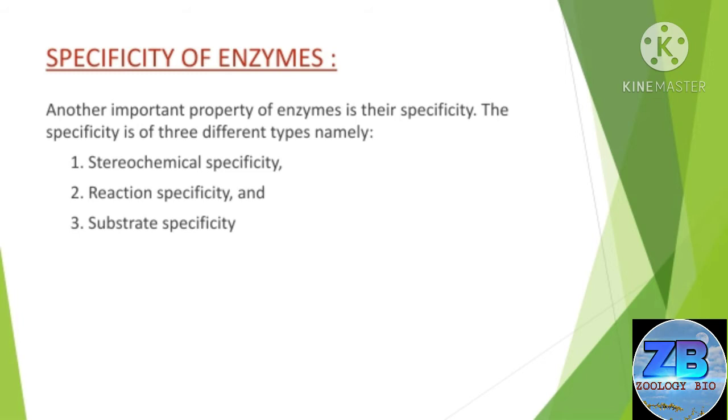Specificity of enzymes. Another important property of enzymes is their specificity. The specificity is of three different types, namely, the first one is stereochemical specificity, the second one is reaction specificity, and the third one is substrate specificity.